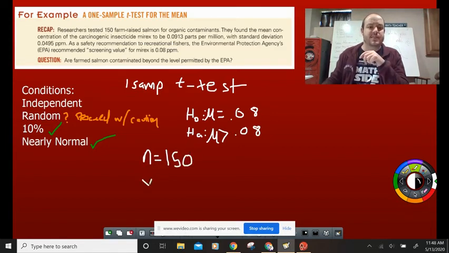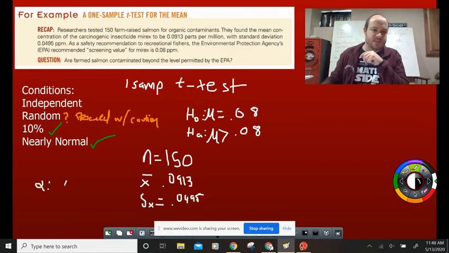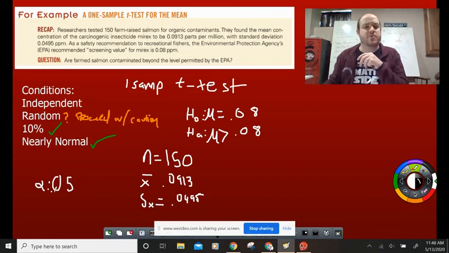They do give us the sample mean, which was 0.0913, and they gave us the sample standard deviation, which was 0.0495. Now, what they did not give us is our level of significance, or our alpha. So remember, if we don't have that, the usual default we go with is 0.05. The other two common ones would be 0.01 or 0.10 if you want to go on the upper or lower end of that.